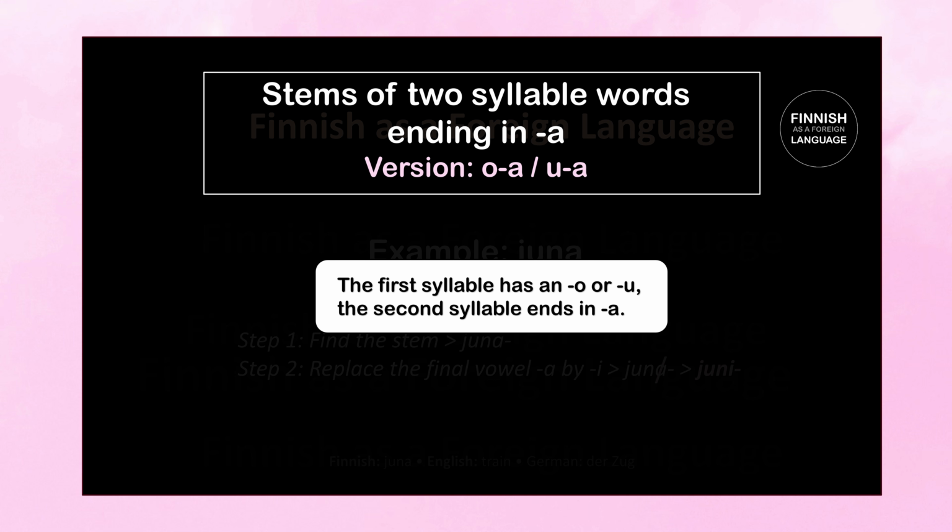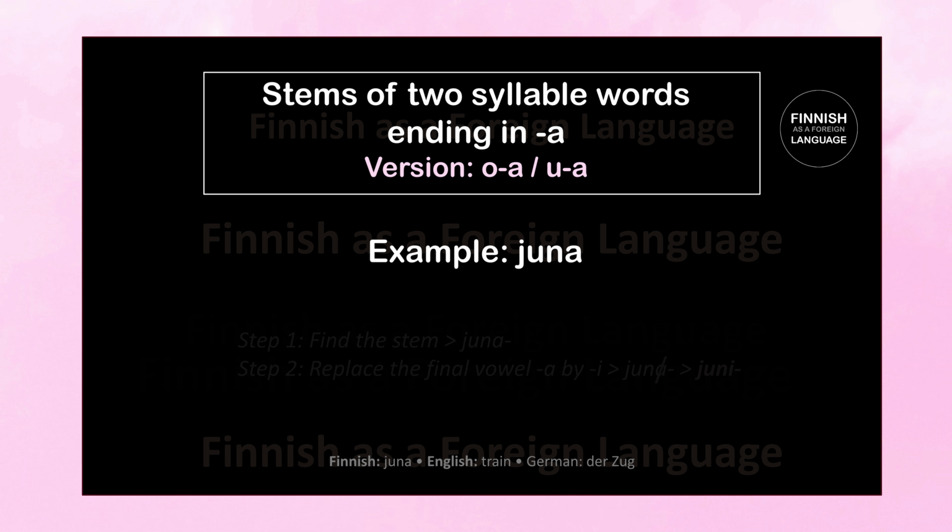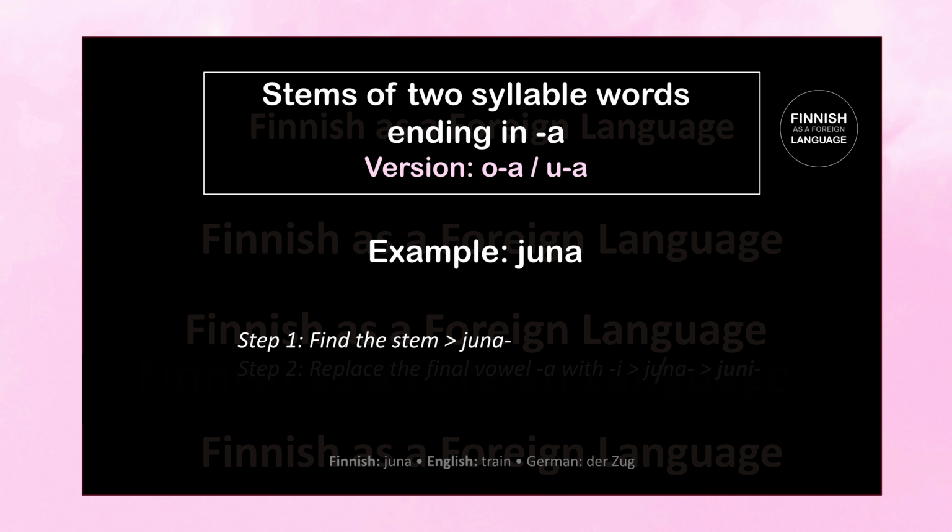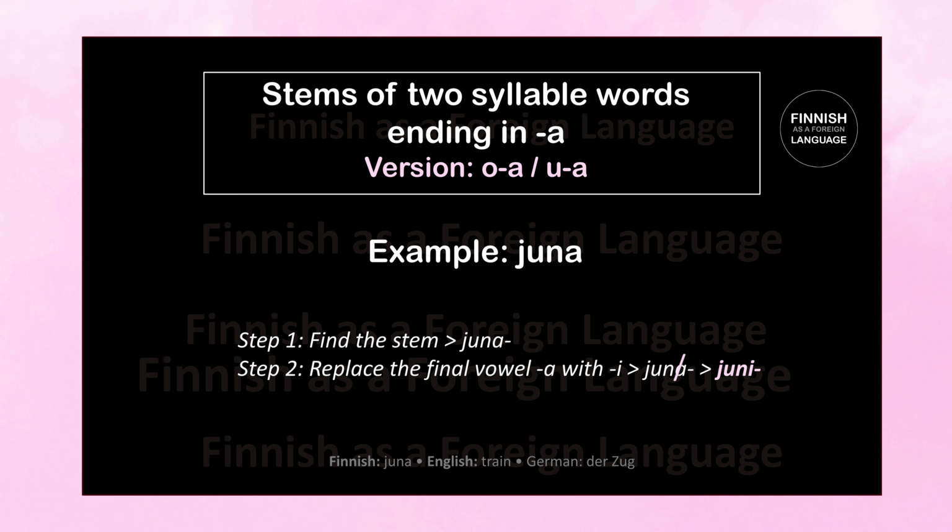Stems of 2-syllable words ending in A. Here it's important to mention that the first syllable contains either an O or a U, and the second syllable ends in an A. Here's one example. Juna, which means train in English. In the first step we have again to find a stem, which is Juna. Then in the second step we have to replace the final vowel A with I. So that means Juna changes to Juni, which is our plural stem.